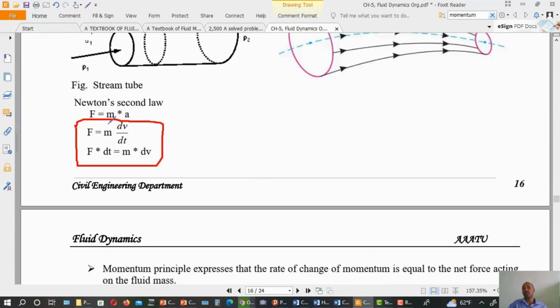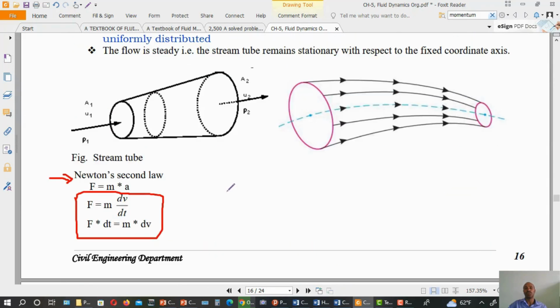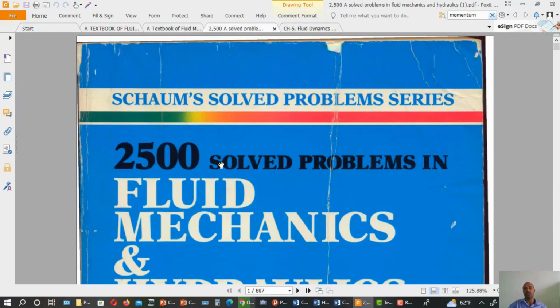From Newton's second law of motion, force is equal to mass times acceleration, and acceleration is nothing but the change in velocity divided by change in time. So this would mean, if you cross-multiply, the rate of change of momentum equals the net force acting on a fluid mass. Please read this material so that you can get the detail, and different solved problems in fluid mechanics are also given. Please go through this.